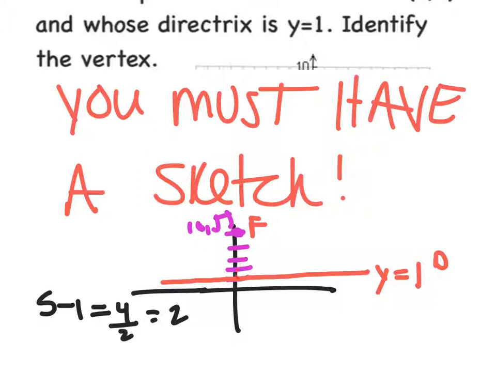So let's count. If I were here and I count up 2, 1, 2, that puts me at a height of 3. And if I were at the focus and I came down 1, 2, that puts me at a height of 3. So I know that that's going to be (0, 3), and that is going to be my vertex. And then I can go ahead and sketch in my parabola.